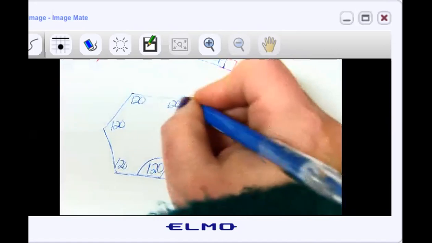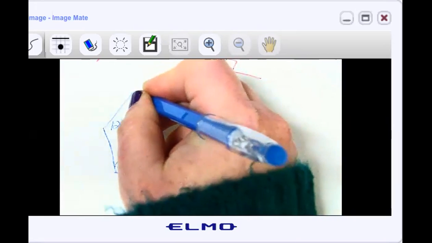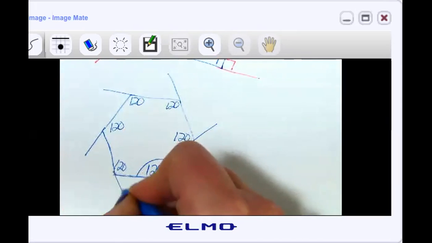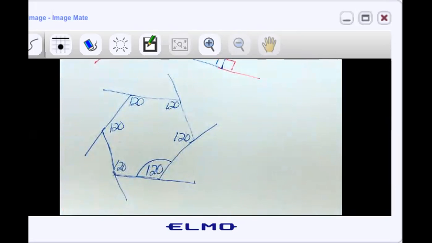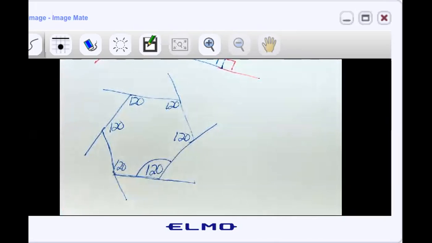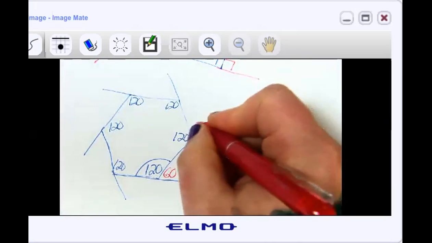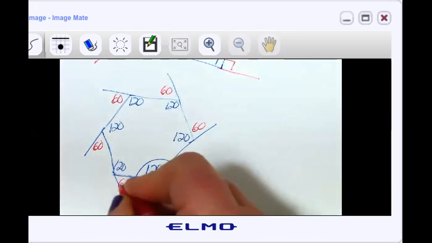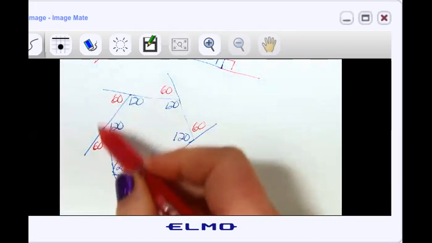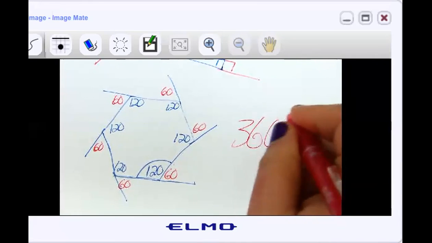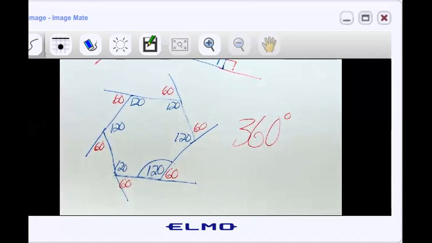So when I draw all of these exterior angles, there we go. They're each going to be 60 in this case, aren't they? Because if that's 120, this would have to be 60 to add up to be 180. So if I do 60 all the way around, tell me this. I have 1, 2, 3, 4, 5, 6, right? One at each vertex. 6 times 60 is 360. Get out. No way. Way.